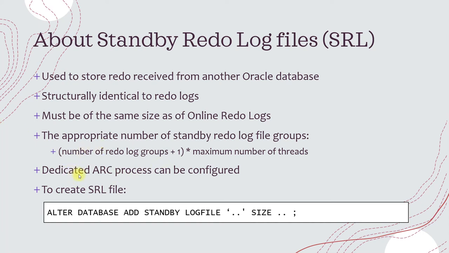Now you can configure an extra archiver process as well. So how do you create a standby redo log? Alter database add standby logfile. Then the log file location and the size must be the same as what you created on the primary database. Let's move on.